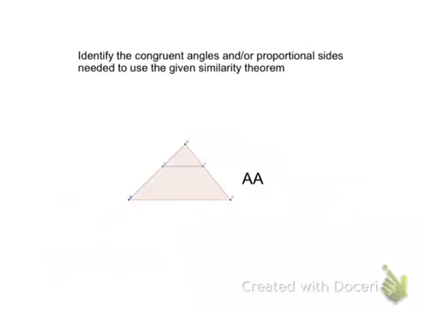Identify congruent angles and or proportional sides needed to use the angle-angle theorem. So if this line's parallel to this line, I could say my corresponding angles were congruent. So that would give me two pairs of congruent angles. Therefore, I can use the angle-angle theorem.